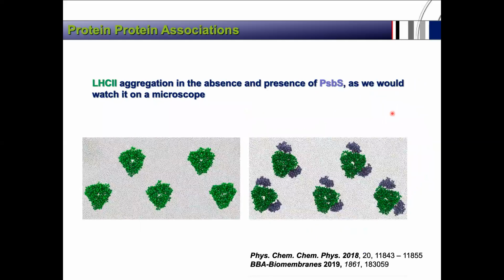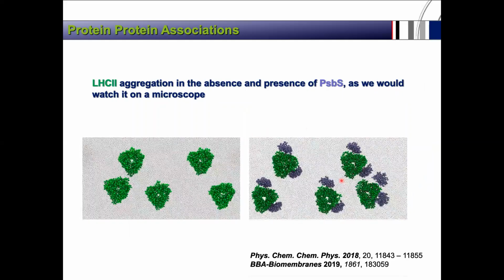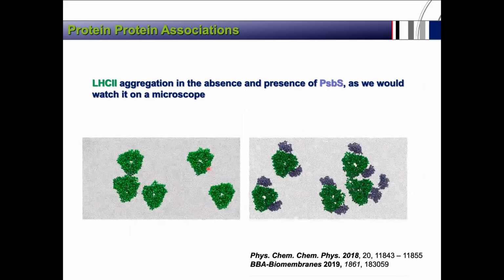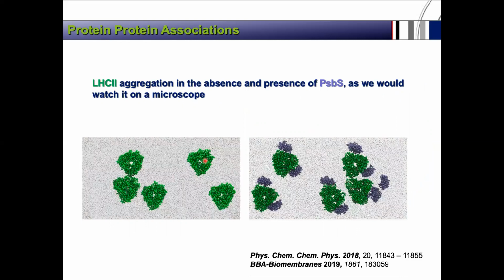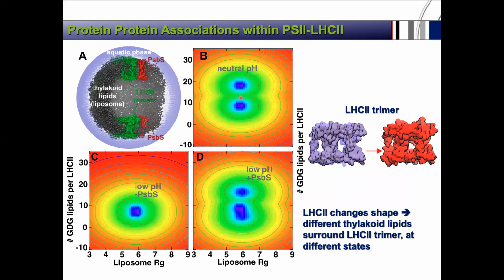We monitored the antenna aggregation in the absence and the presence of PSBS protein. PSBS is this purple here, and the antenna are the green proteins here, as we watch this process on a microscope. And we found out that the antenna shape is changing, moving from the light harvesting to the photoprotective state. And different thylakoid lipids are accumulating around the antenna of photosystem 2 at different states of pH and the presence or absence of PSBS.